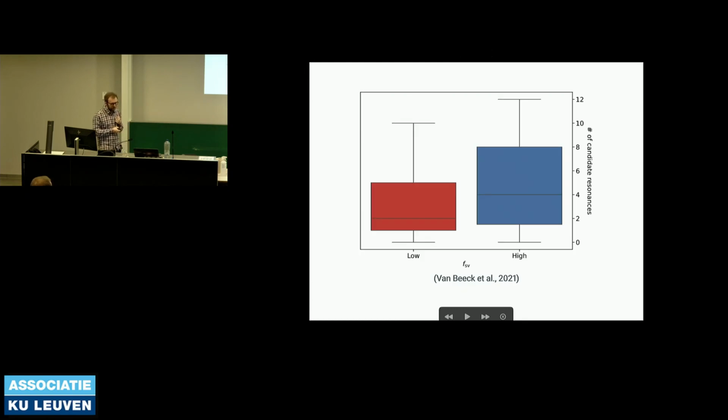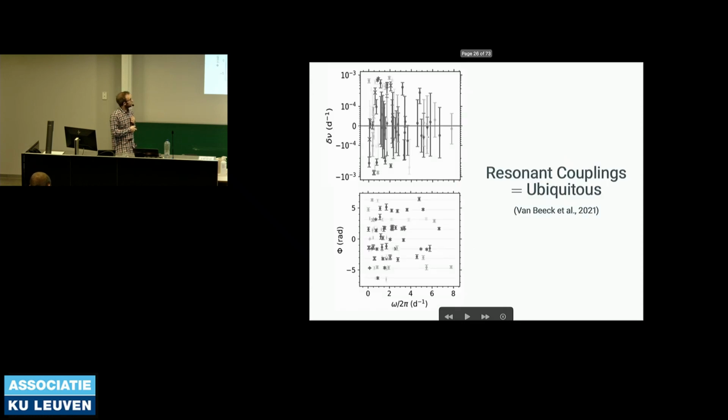When we look for these quadratically locked mode triads, we find that there are triads that fulfill these conditions, and that for high FSV stars there are typically 2 to 8 of these candidate resonances per star. Hence, these resonant couplings, or these quadratically locked modes, seem to be ubiquitous among the modes that we analyze from these SPB stars.